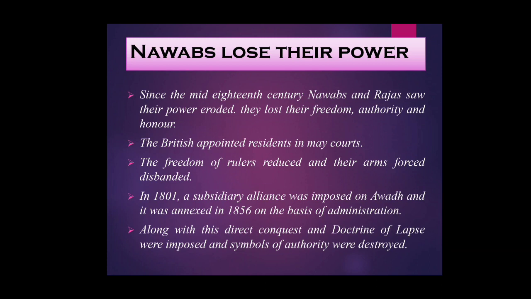So we all know the subsidiary alliance, under which the local rulers were not supposed to keep their independent army. They had to take this from the British East India Company, for which they had to pay a certain amount. And if they were not able to pay that, then part of their territory would be captured or annexed by the Britishers.